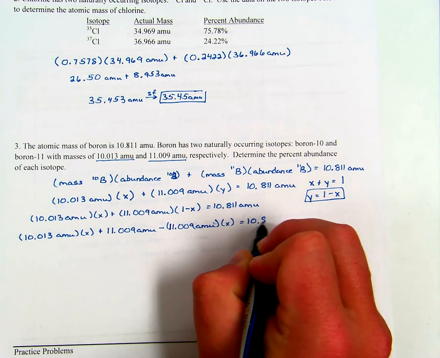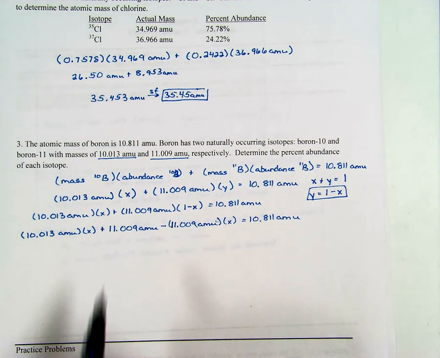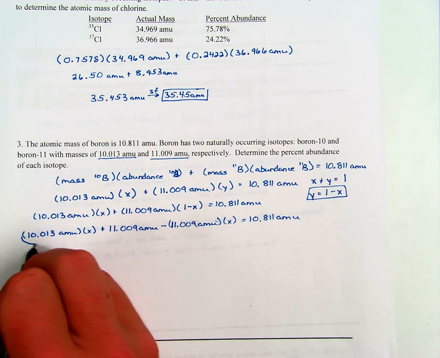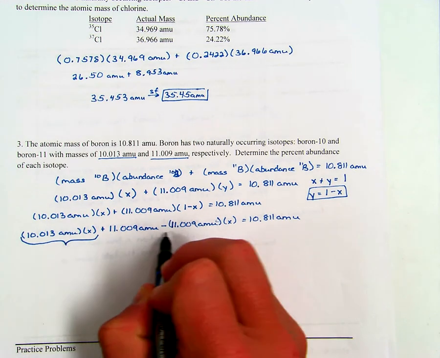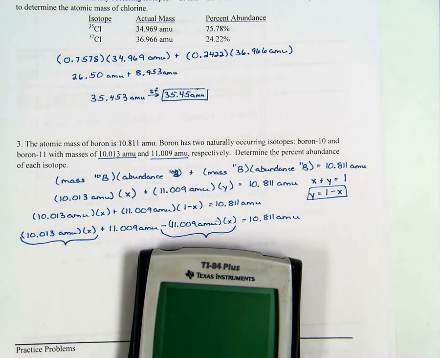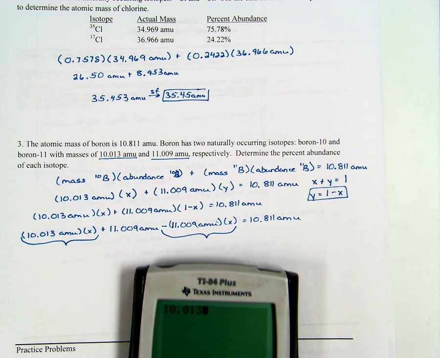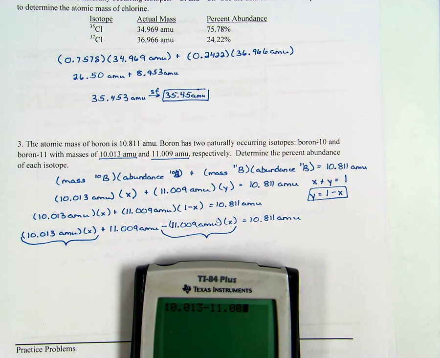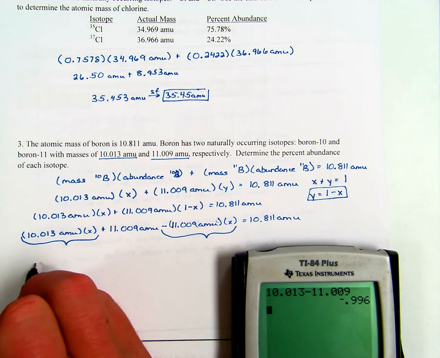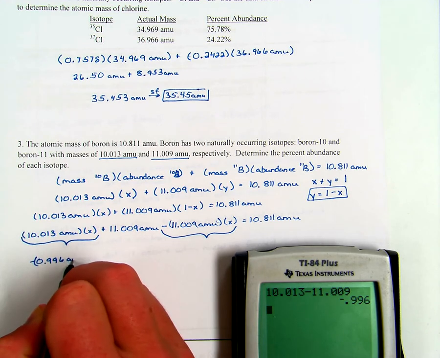Now I need to add my like terms. I have two terms that include x. I'm going to put a little bracket on it so you guys can see exactly what I'm saying here. I'm going to add this term and this term. They both have x's. So if I add those together, to show you what I'm plugging in here, that would be 10.013 plus a negative, or minus, 11.009. That gives me negative 0.996 AMUs times x.